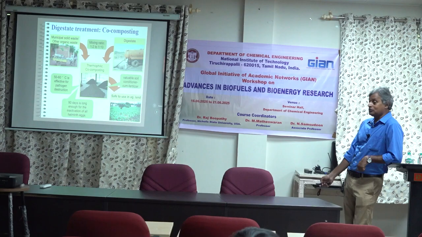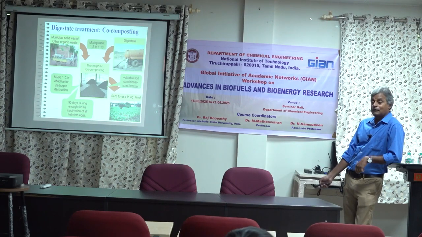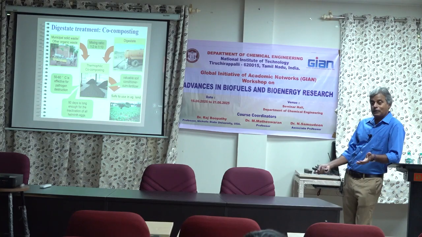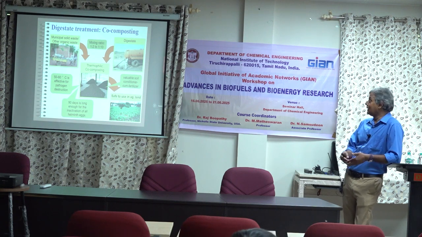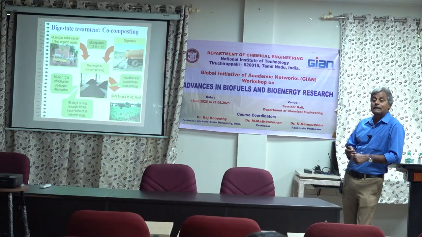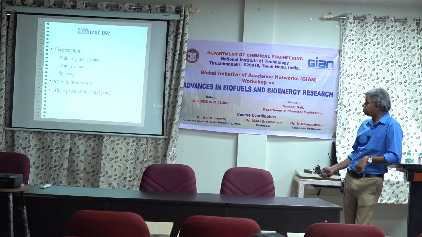Then you can also use co-composting for the dry material that comes out of it. So you can put it in compost, and the self-heating compost heats up, so all the pathogens are killed, and you can use that compost as a soil conditioner to put back in the soil. You mix it in different ratios, and then you can use them. Right. So these are various uses for the digestate that comes out of an anaerobic digester.